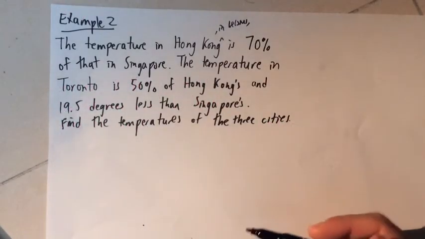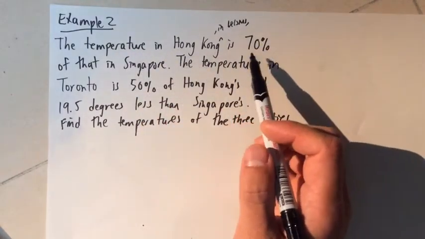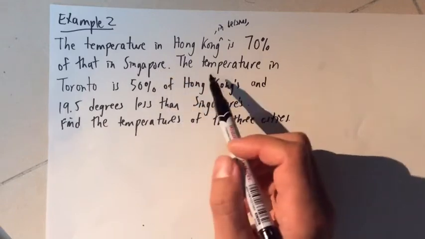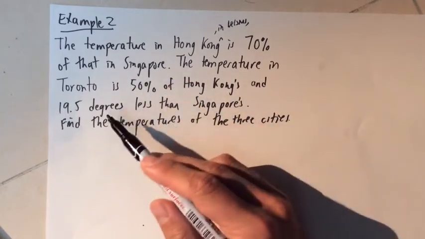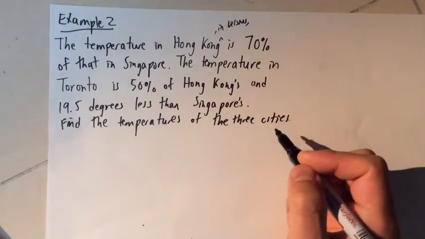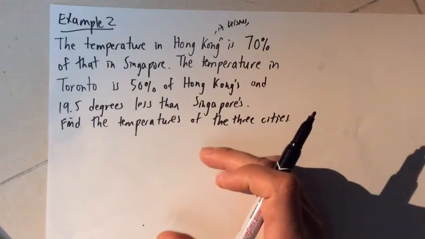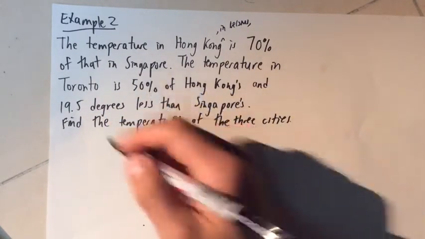It involves several values. The temperature in Hong Kong in Celsius is 70% of that in Singapore. The temperature in Toronto is 50% of Hong Kong's and 19.5 degrees less than Singapore's. Find the temperatures of the three cities. Okay? In this case, we have one variable that we need to set.